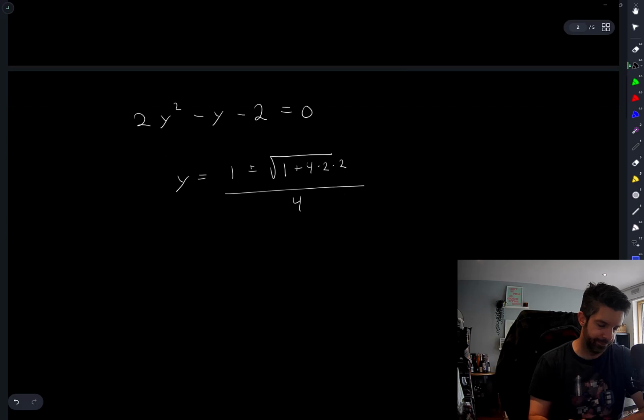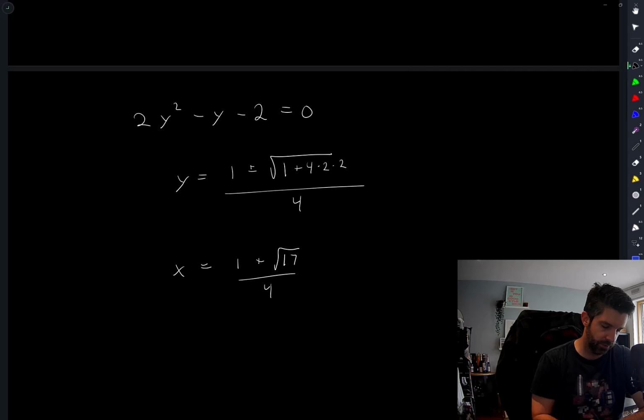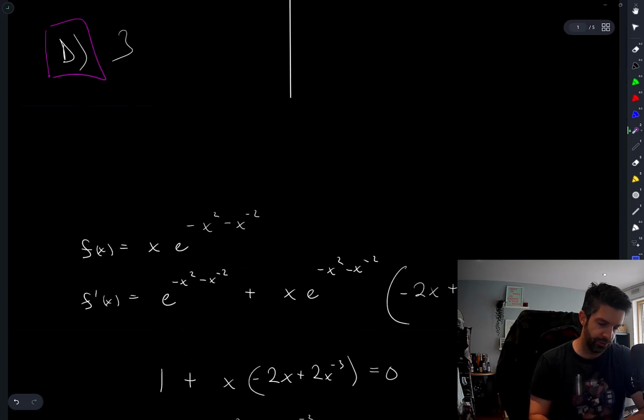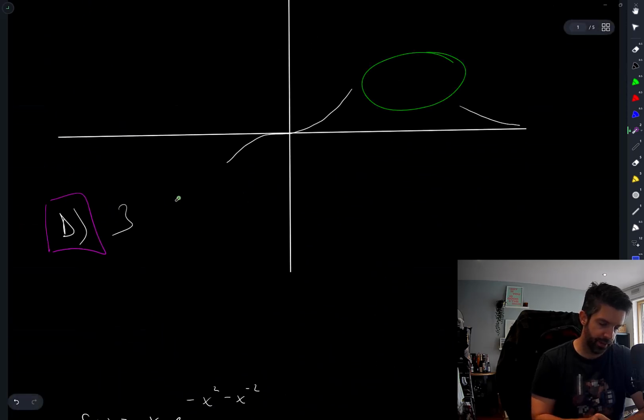So we need y to be positive. We only take the positive root. And so x is equal to plus or minus the square root of 1 plus root 17 over 4. So there are the two horizontal tangents out there and down there.